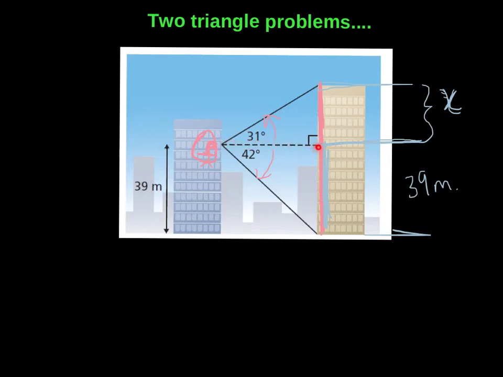Okay, so there's the strategy. You need to figure out how far apart these two buildings are, and then use that information to figure out the top part of this building. And then finally, you're going to add this plus the 39 that we already know in order to get the height of the building. So take a second, press pause, and on the next slide, I'll show you the solution to this.